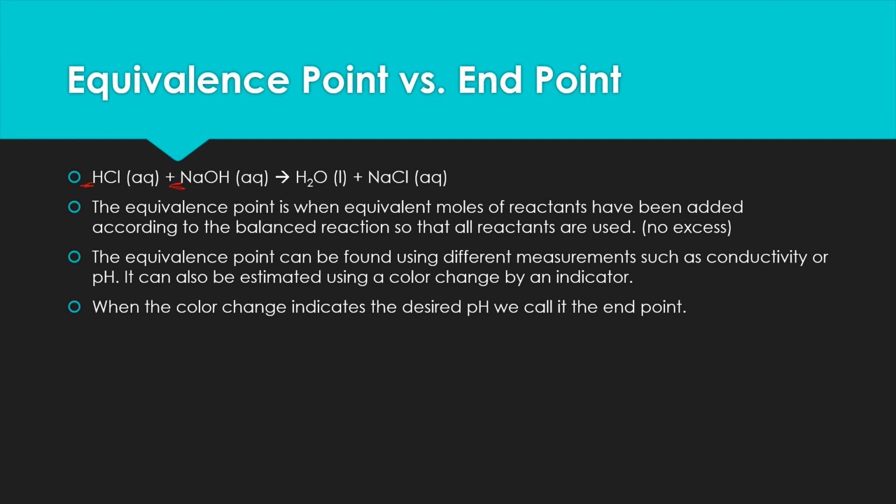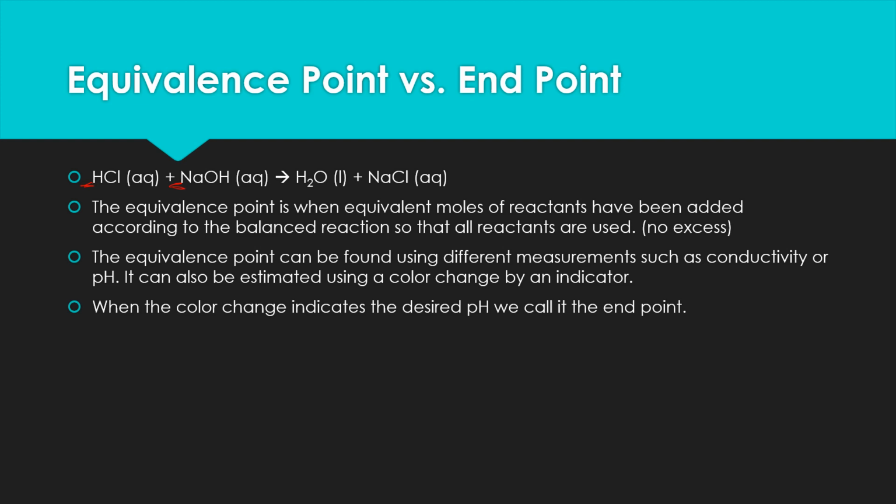Now, how do we find the equivalence point? HCl is a clear liquid when it's aqueous. NaOH is a clear liquid when it's aqueous. When we add them together, we're making salt water, which is a clear liquid, and it being aqueous. So we have to have some way of knowing when we've gotten the exact amount we want. And there's different measurements that we can use.